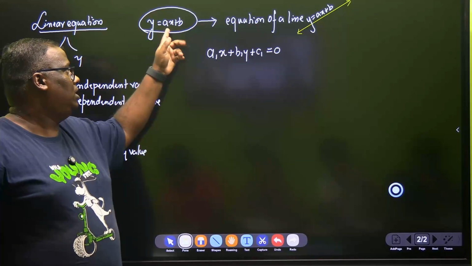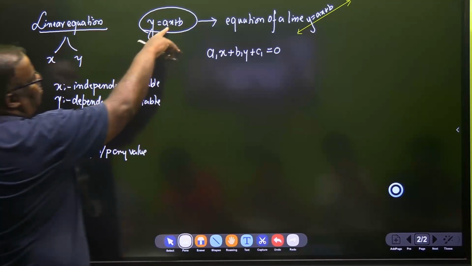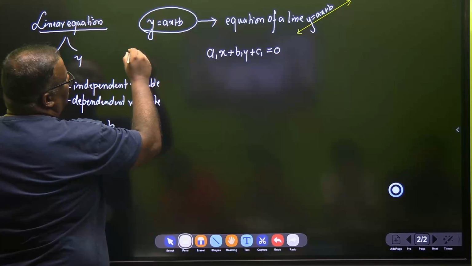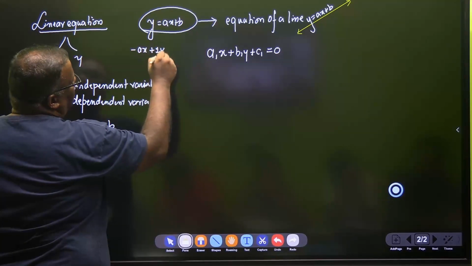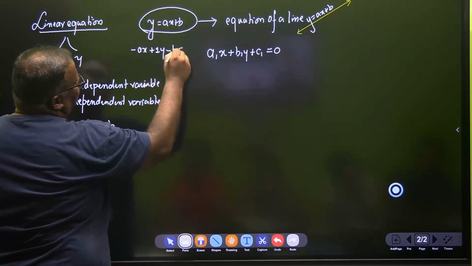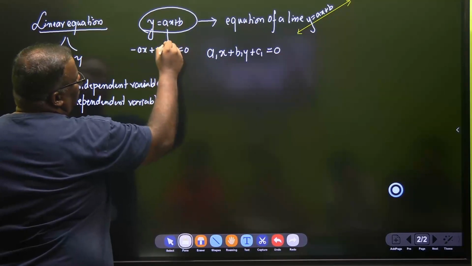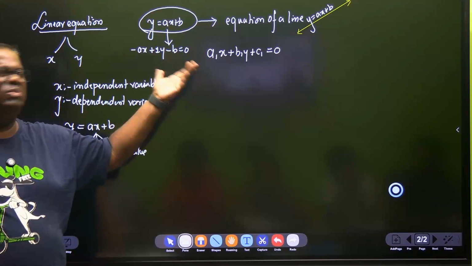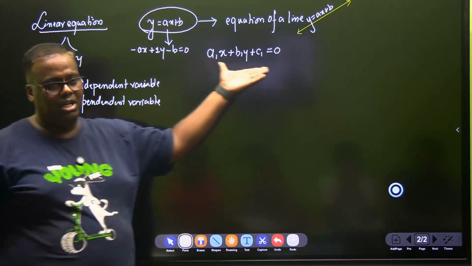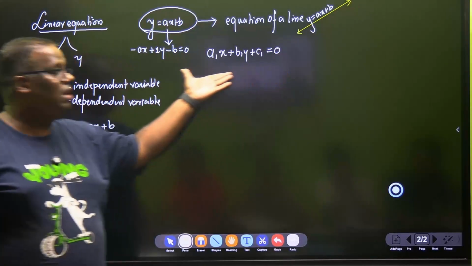Here, if I want to convert this, then it becomes what? Negative ax plus 1y minus b is equal to 0. Even this equation can be brought to standard form. This is also a standard form. But we don't write this. We will be writing the standard form in this manner. So this is my linear equation 1.